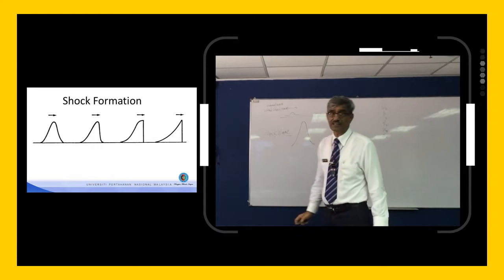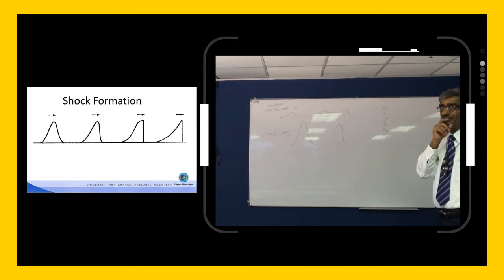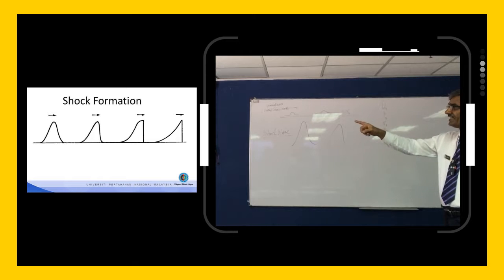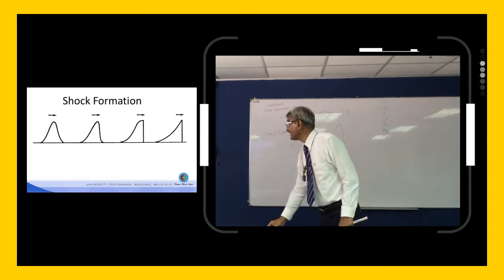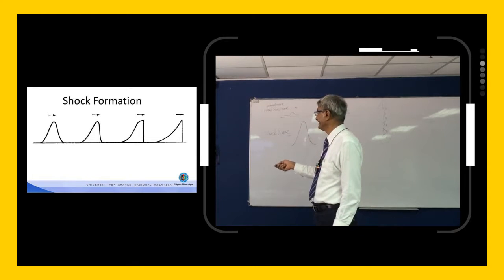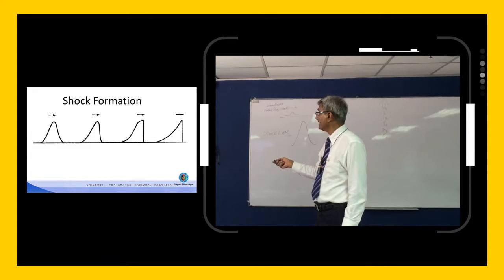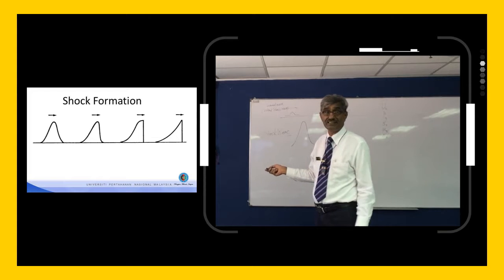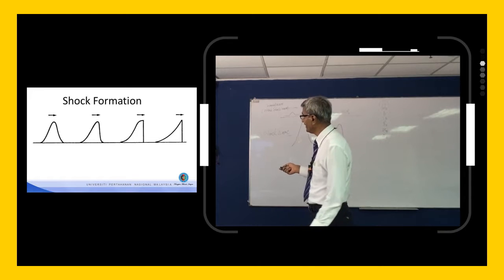Let us see this diagram. I mean, it could have been drawn a bit better. So you see, that is the first starting point. It starts getting steeper, and it finally looks like a jump in here. So this is a fully developed shock wave. We call this triangular because it looks like a triangle, and very interesting.